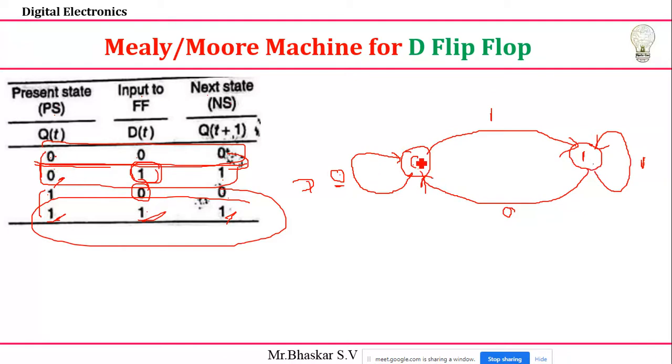If the present state value is 0, the next state is also 0, which means it will stay here only, when the 0 value happens. Next, 0 to 1 changes when my input is 1. 1 to 0 changes when the input is 0. 1 to 1 changes when the present input is 1. Is it clear about the state diagram?